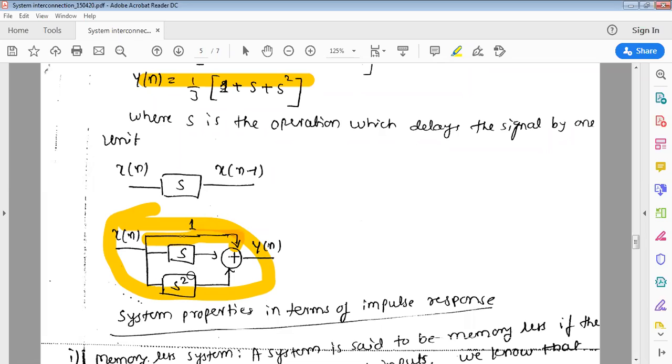Is it clear to you? Or any doubt you have? Yes, sir. Okay, so if this is given, you should be able to write this one. If this is given, you should be able to write this one.